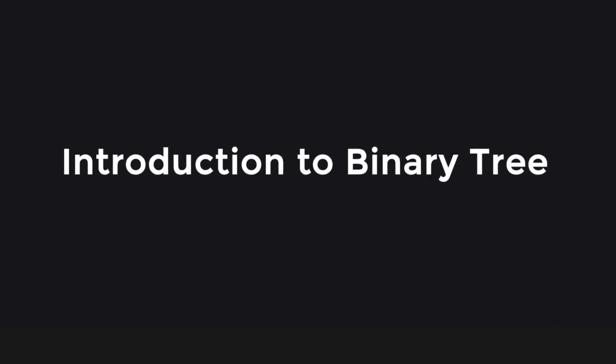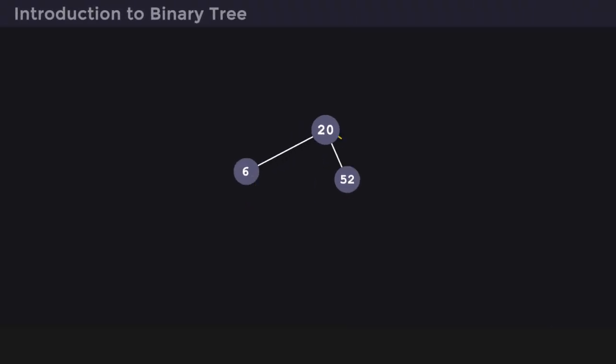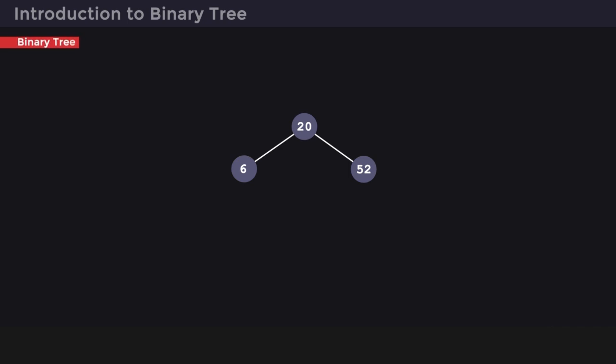Hello and welcome to another lecture about data structures. In this lecture, we are going to talk about different types of binary trees. In a binary tree, each parent can have at most 2 children. Just as is observed, 20 is the parent of 2 other nodes, with values of 6 and 52 on the left and right side respectively.